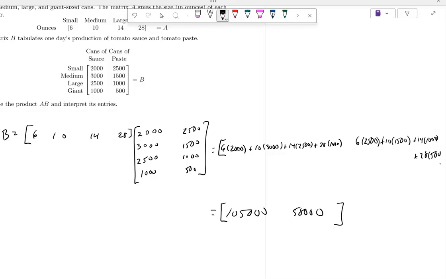So this says that 105,000 ounces of sauce were made and 58,000 ounces of paste were made. That's what this is telling us, right? Because this is number of cans times number of ounces, number of cans times number of ounces. So you're getting the total number of ounces in each one and you're adding them together. So that's what's going on. This is the total number of ounces of sauce in the first entry and the total number of ounces of paste in the second one. What questions do you have on this example?